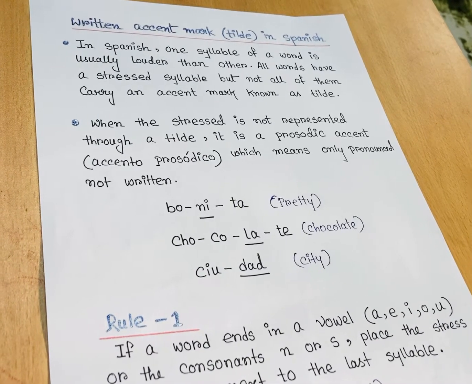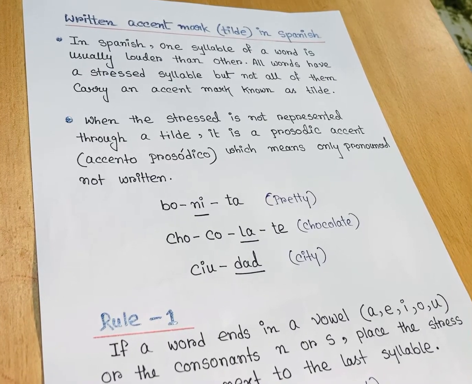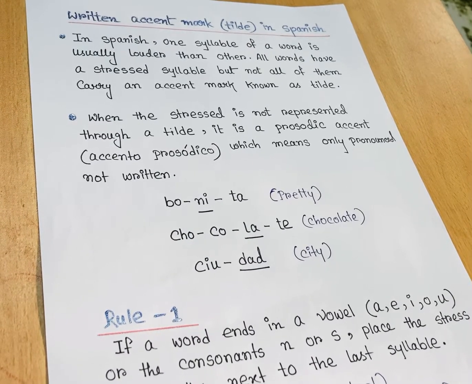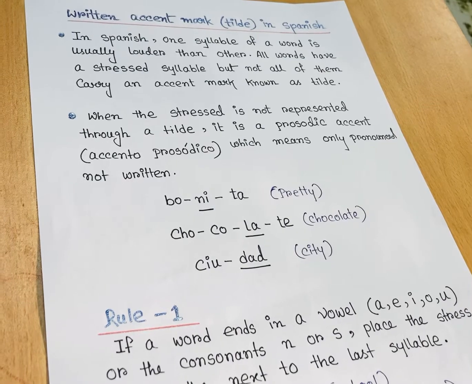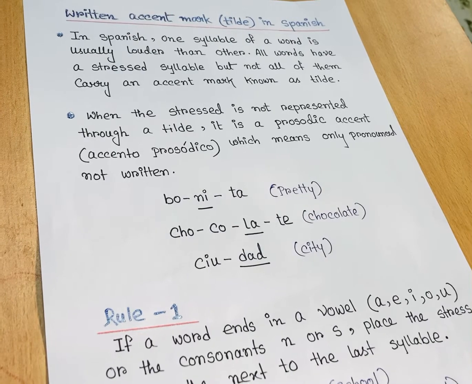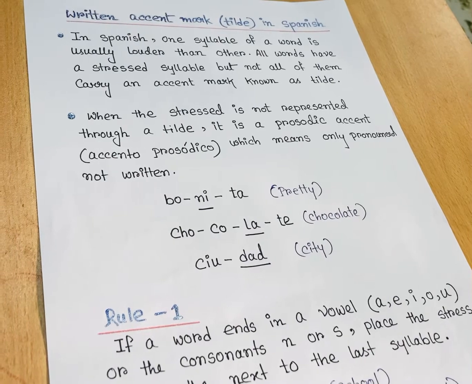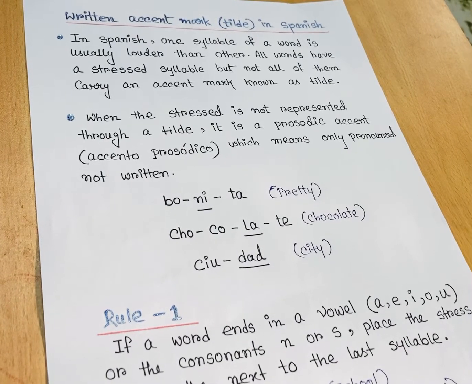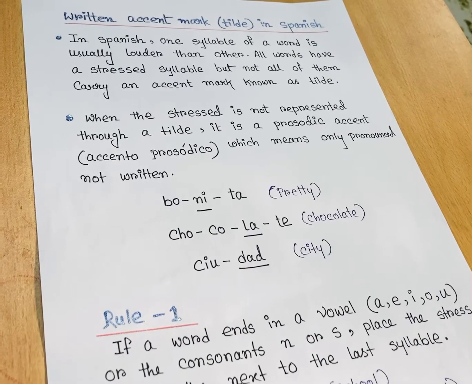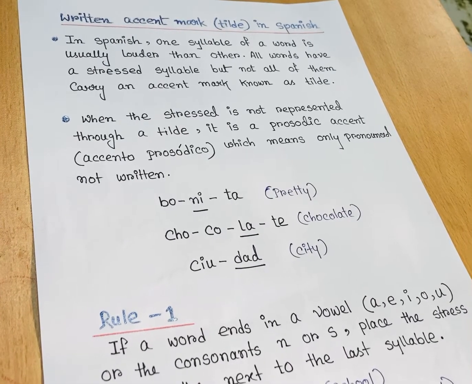In this video, I am going to explain to you all what a written accent mark or tilde is in Spanish. First of all, you need to understand that in Spanish, one syllable of a word is usually louder than the others. All words have a stressed syllable, but not all of them carry an accent mark known as tilde. So, when the stress is not represented through a tilde, it is a prosodic accent in Spanish, which is called acento prosódico, which means only pronounced, not written.